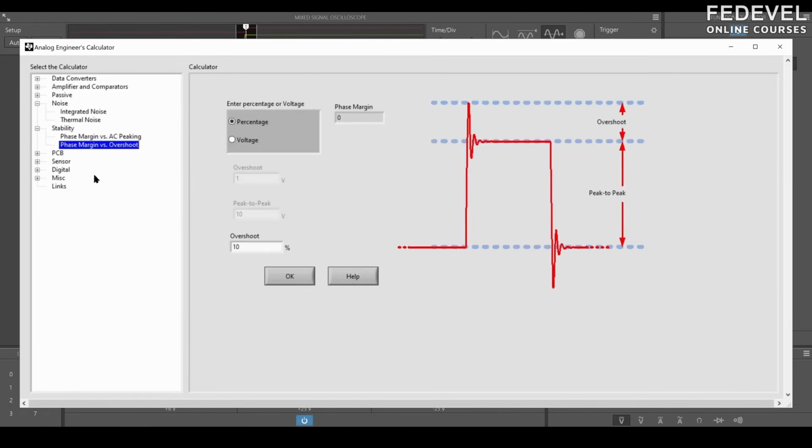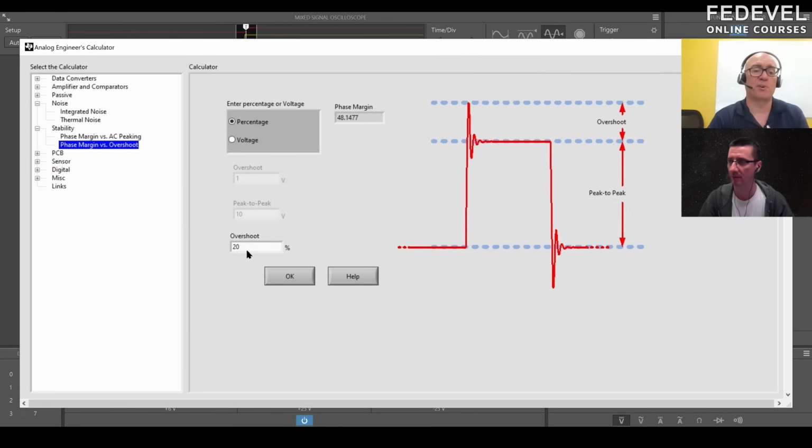So we can look at phase margin versus percent of overshoot. So let's say there's 20% of overshoot. The phase margin is 48 degrees. And again, stability is a deep topic, but basically a phase margin of 45 degrees or better would be good. 45 degrees or higher. So that would be stable with 20% of overshoot. But if the overshoot were 30%, then we would have less than 45 degrees, and it would be what we consider to be marginally stable or unstable.